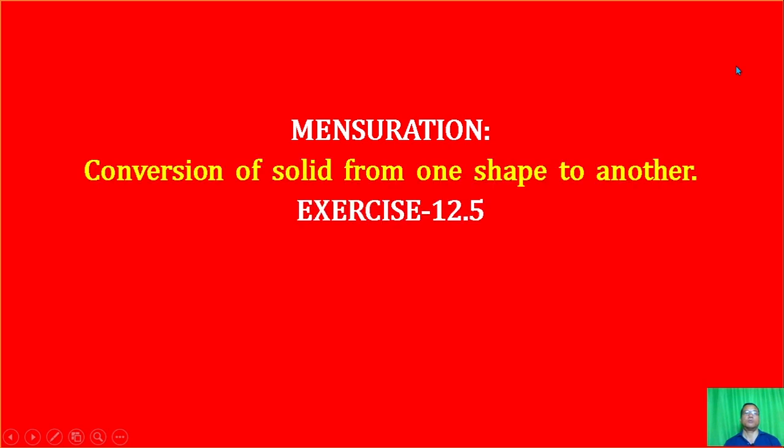Mensuration. Conversion of solid from one shape to another. Solid figure ama atopa figure singda onba. Exercise 12.5.